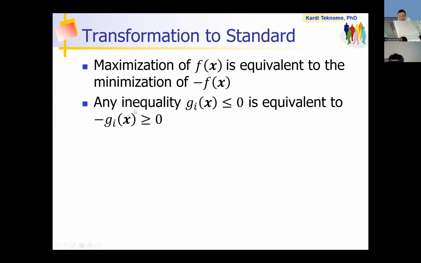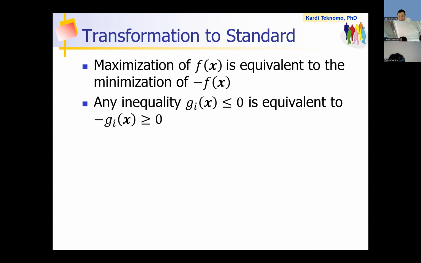Okay. Now the same thing here. If you have an inequality that is larger than, okay, to make it smaller than, you just multiply by -1. Yeah? So any inequality with g_i(x) larger than 0 is equal to minus g_i(x) less than 0. So you just multiply by -1, then you can transform the general optimization formula into standard form.